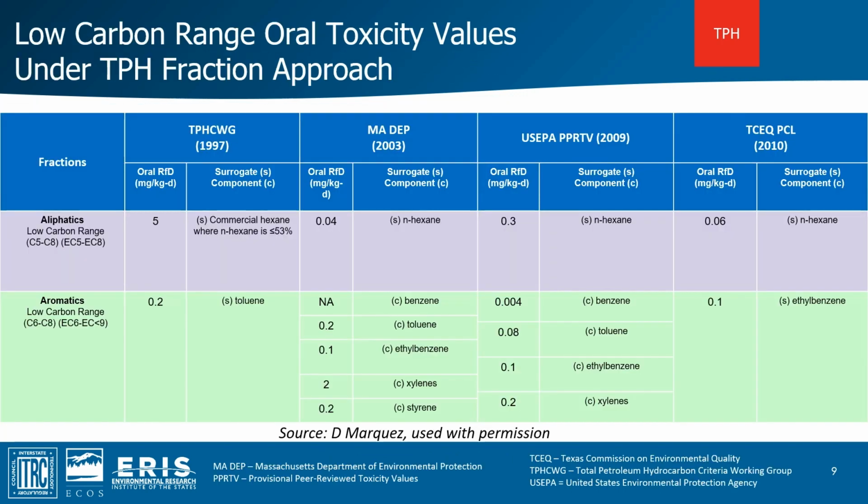This table illustrates the variability in oral non-cancer toxicity values, which are identified as oral reference doses, or oral RfDs. Lower oral RfDs are more toxic than higher oral RfDs. If you look across the range of low aliphatics, you will see that it spans 2 orders of magnitude. Therefore, it's important to pay attention to your regulatory requirements when assigning toxicity values to TPH fractions.